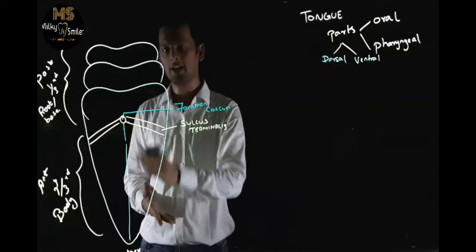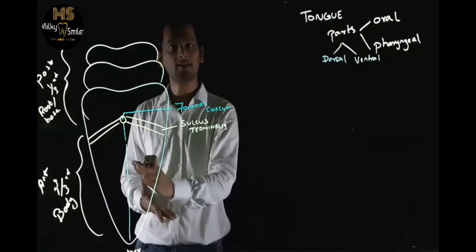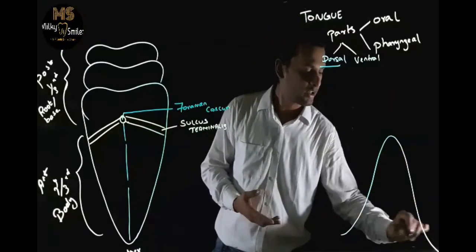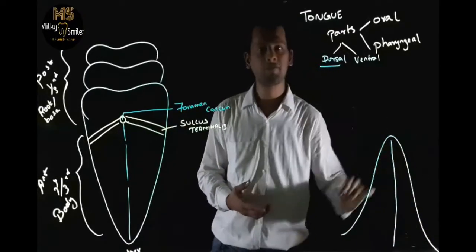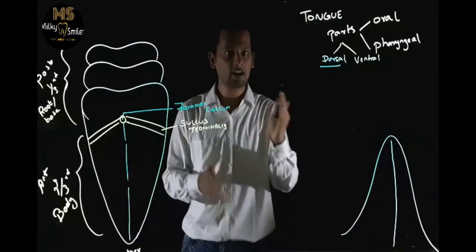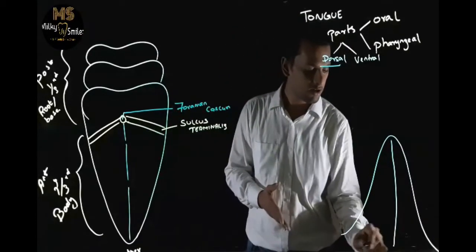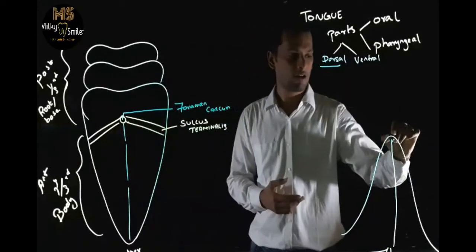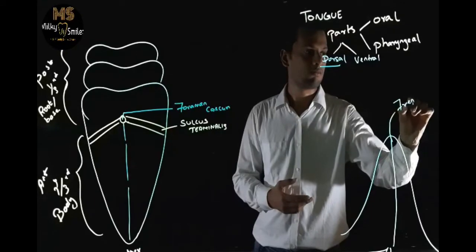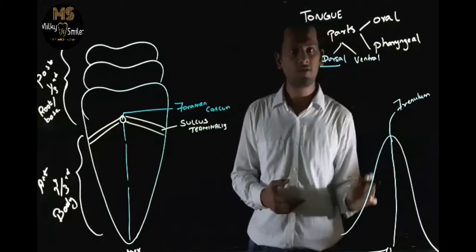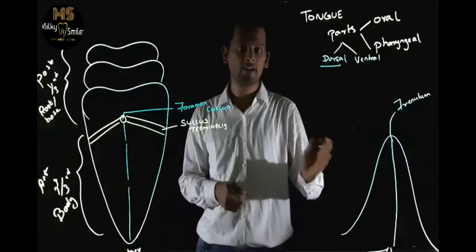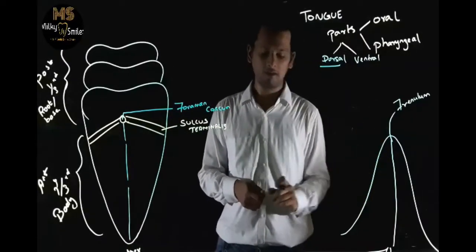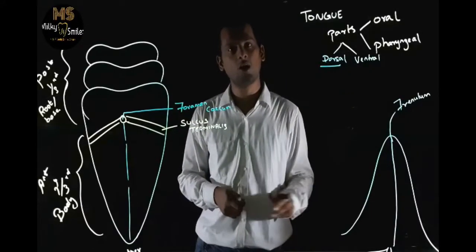So coming to the median sulcus, similar to the median sulcus on the dorsal surface, we have a structure lying on the ventral surface of the tongue, which divides the tongue into two equal halves and joins the tongue with the base of the oral cavity, called frenulum. This frenulum is a muscular fold that divides the ventral surface of the tongue into two halves and joins it with the base of the oral cavity.